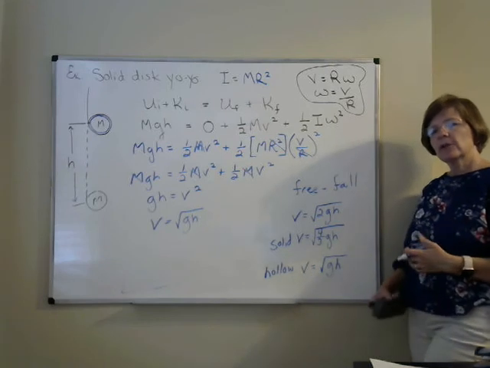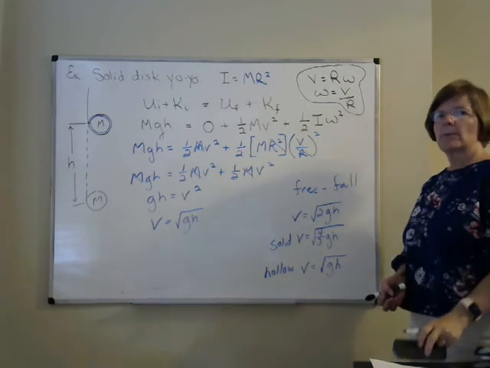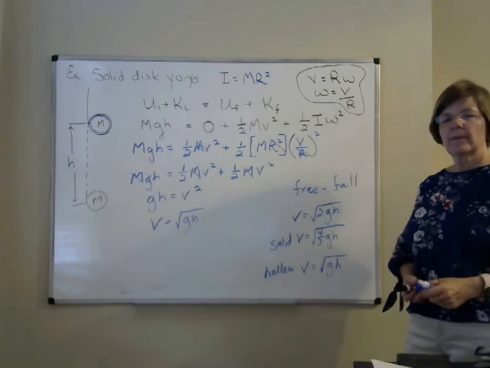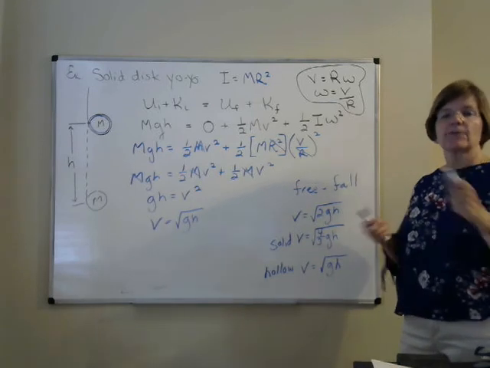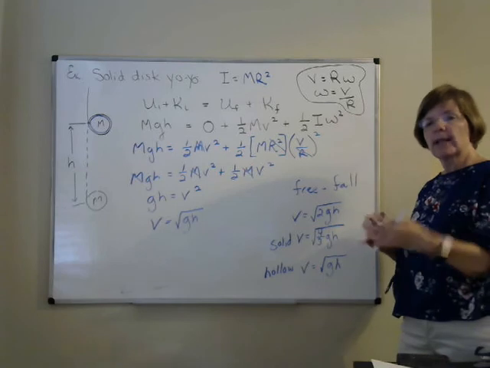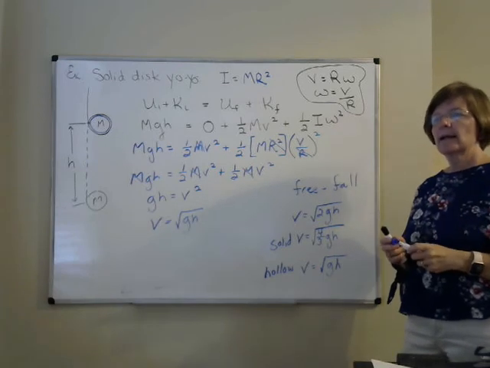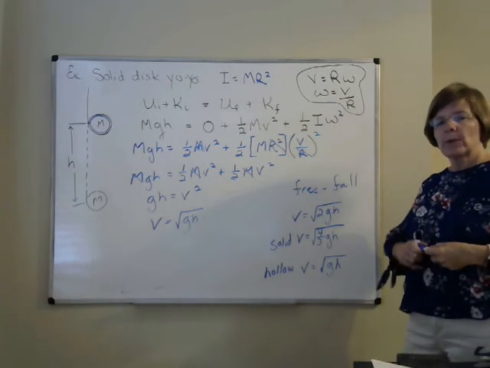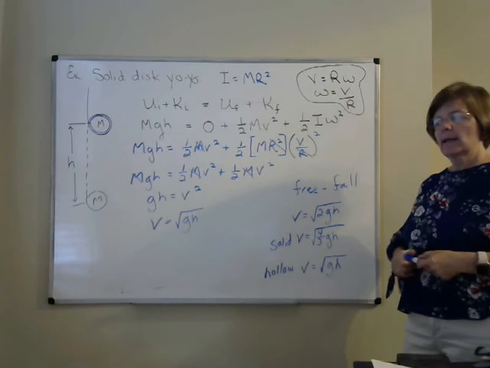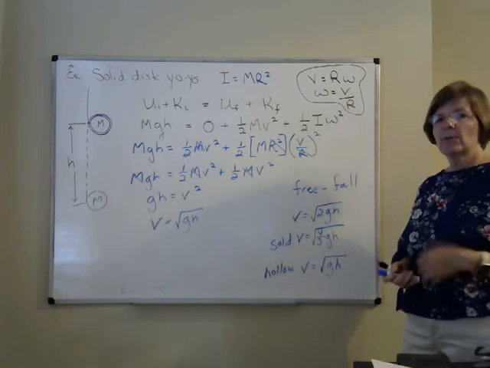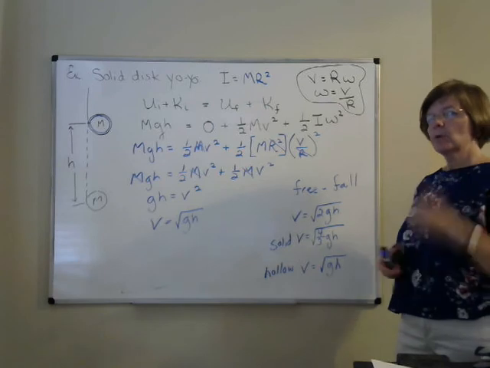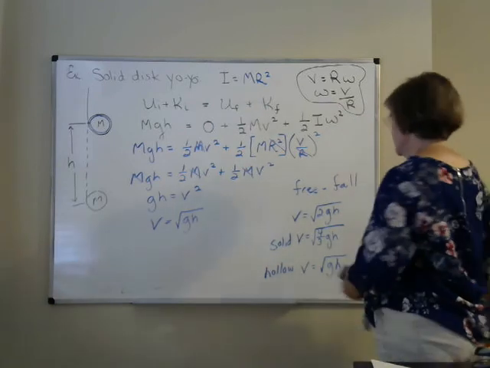As you increase an object's moment of inertia by redistributing the mass farther from the center, if you don't change the radius, you don't change the size, more of the energy will be required to rotate it and less energy will be available for translation. I'm going to work one more problem that's related to this idea.